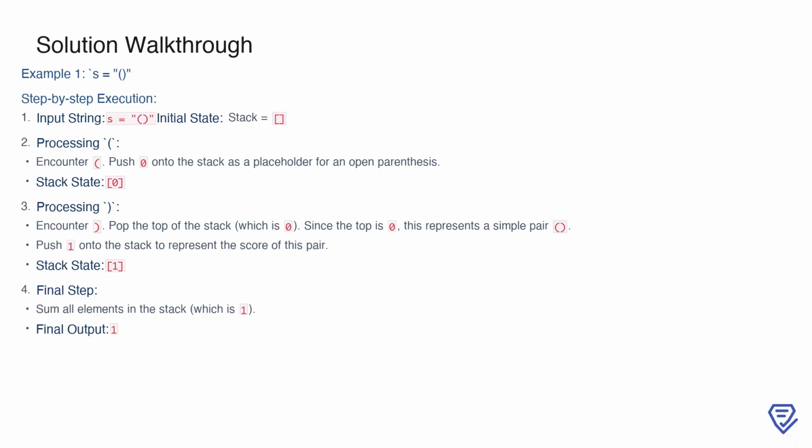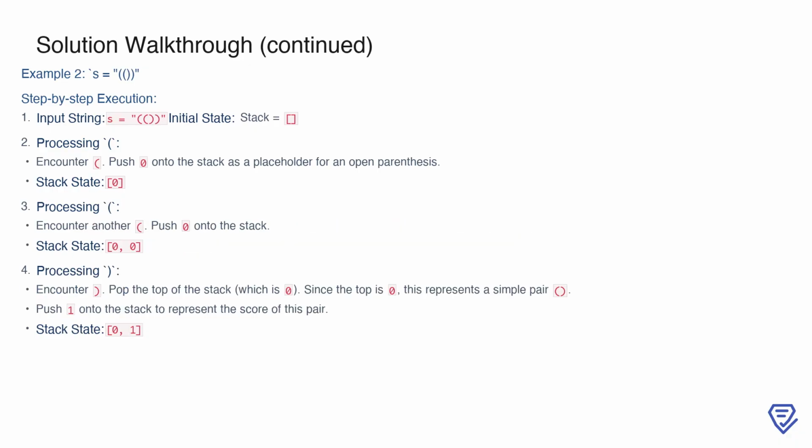At this point, we pop the top value from the stack, which is 0. Since the popped value is 0, this indicates a simple pair of parentheses, so we push the score of 1 back onto the stack. Finally, to compute the total score, we sum all elements in the stack. Since the stack contains only one value, 1, the final output is 1. This demonstrates how the algorithm handles the simplest case of balanced parentheses.